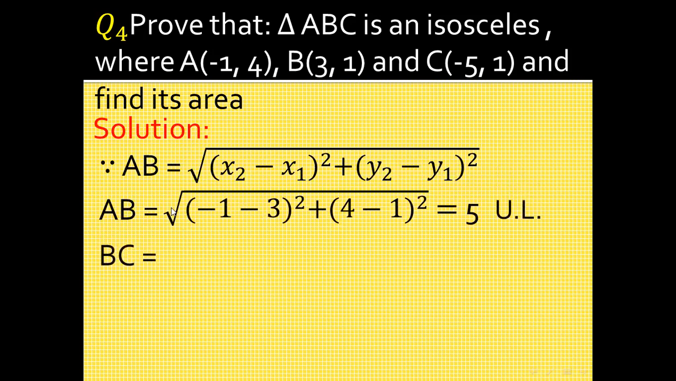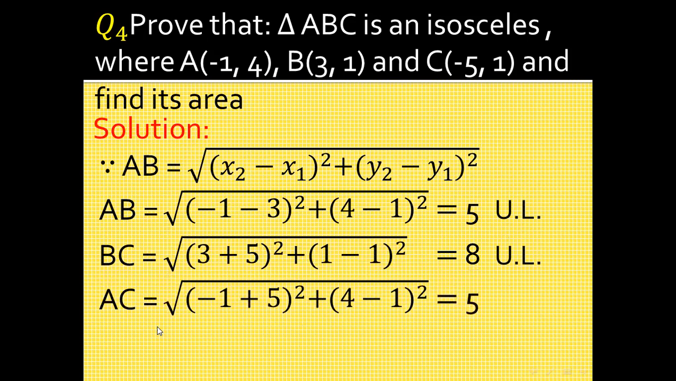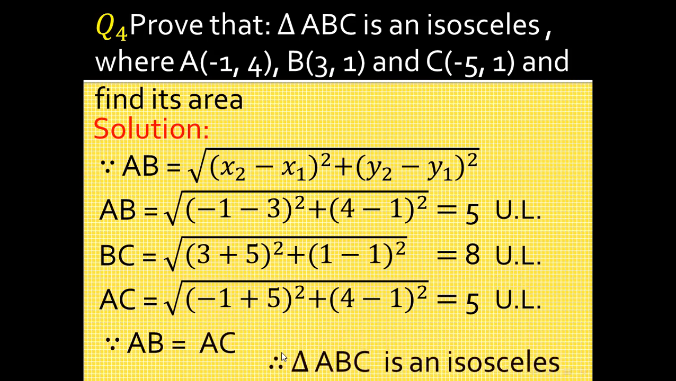The next step, find BC. BC by using this rule equals 8. I must find AC, which equals 5. Then we notice that AB equals AC. Since AB equals AC, this triangle is an isosceles triangle. Now find the area of this triangle. We know that the area of any triangle equals half times base times height.